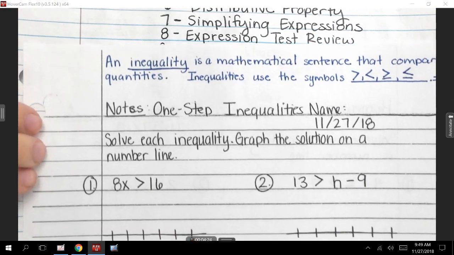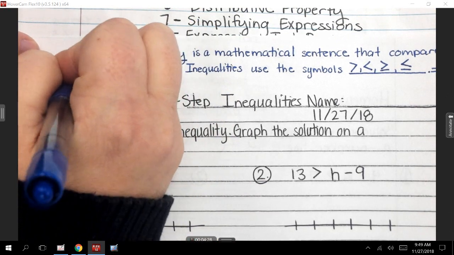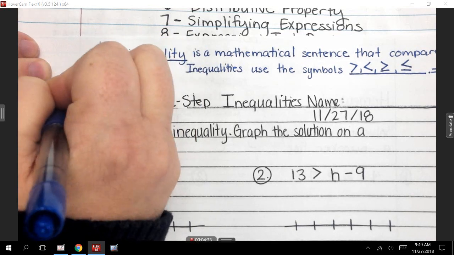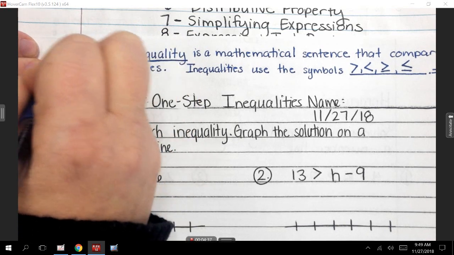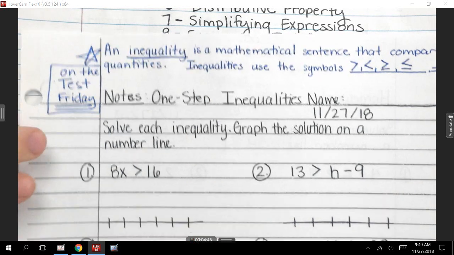All right, today we're going to be, hold on, one little thing real quick. Before we do that, let's make sure we put a big old star next to this, because this is on the test, which is when? Friday. Make sure you know that is on the test Friday, okay? On the test Friday. Don't want anyone to not have the correct information.